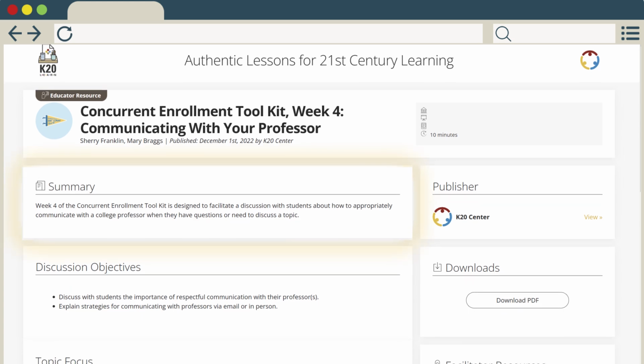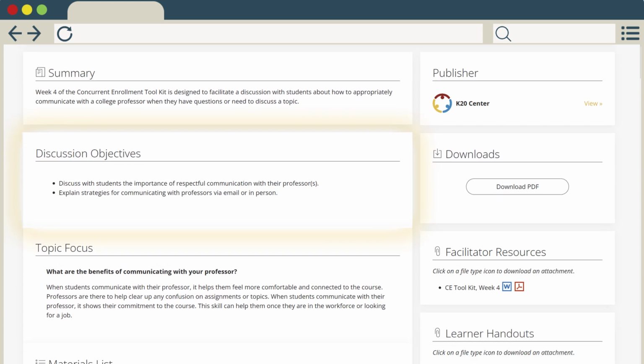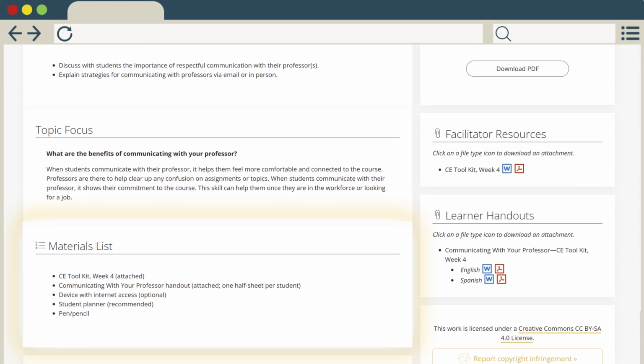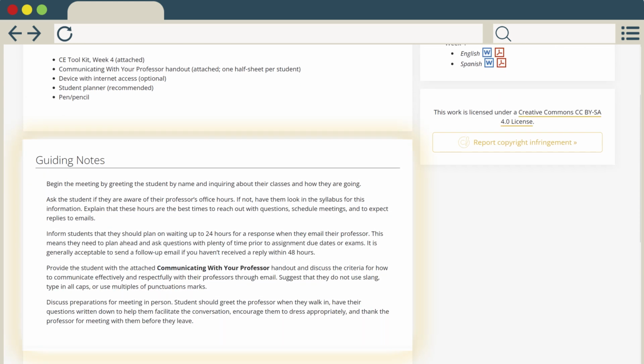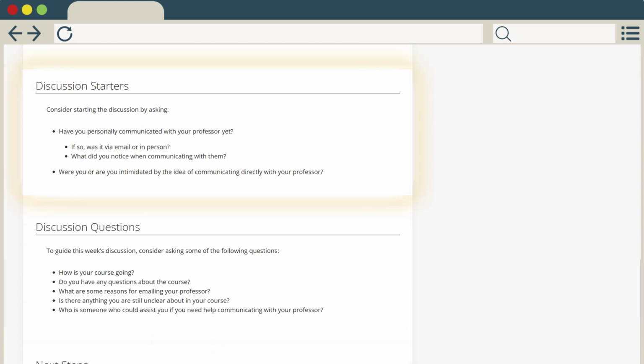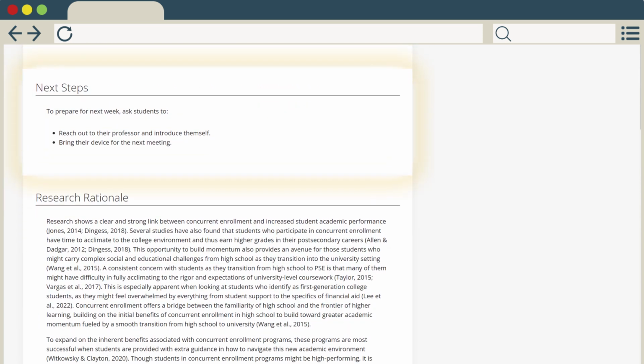The guide provides facilitators with a summary, discussion objectives, a list of materials, attached facilitator resource notes, and learner resources available in English and Spanish. The facilitator is also equipped with guiding notes, structured conversation starters, sample questions, and practical tips or next steps to help students build confidence in reaching out to their professors.